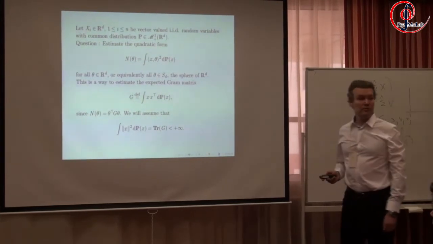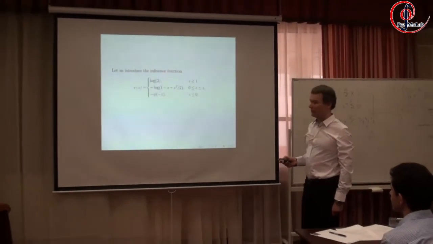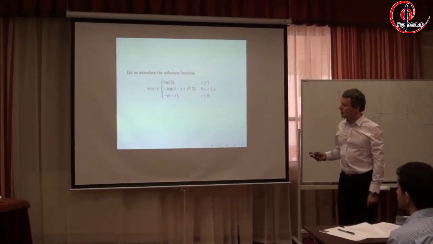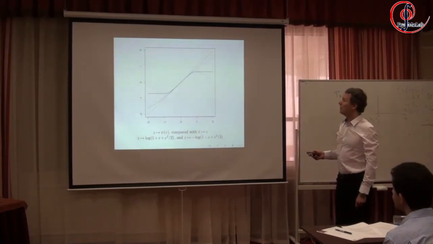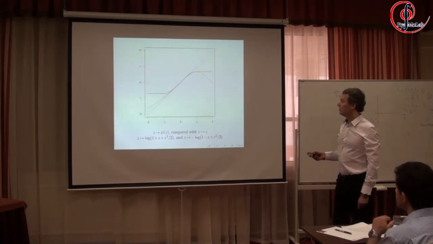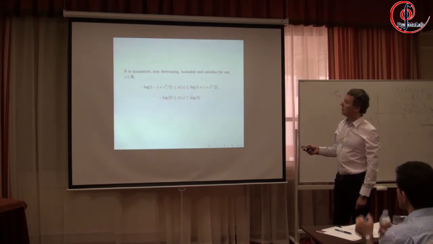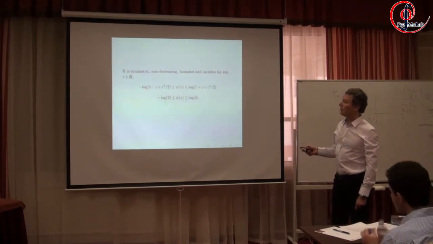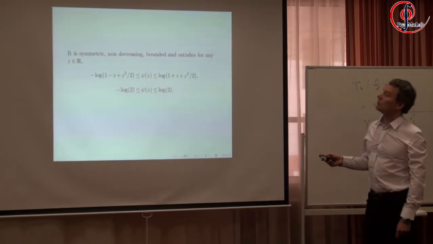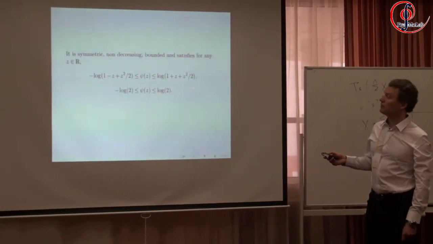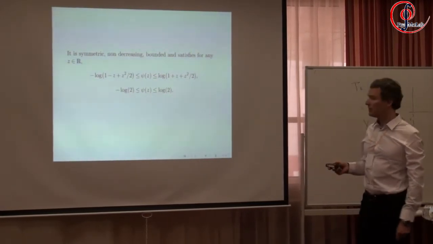I will introduce a robust estimator using an influence function psi, and I will choose this special type of influence function. So this is a function that is symmetric, that is bounded by log 2, and that is bounded from below by minus log of 1 minus z plus z squared over 2, and from above by this thing. So the exponential of psi is bounded, it's between two polynomials of power 2 in z. And this is what is important.